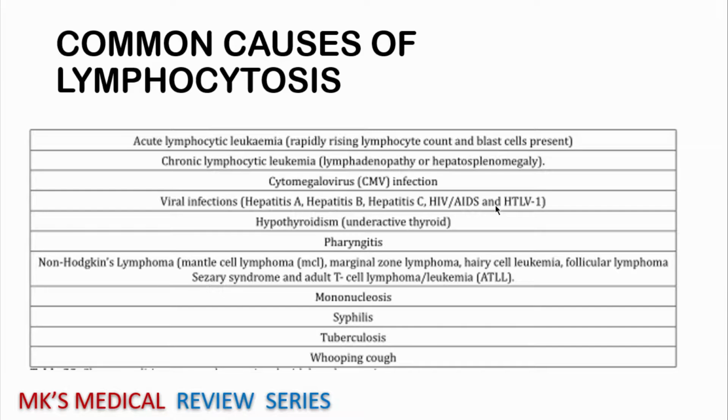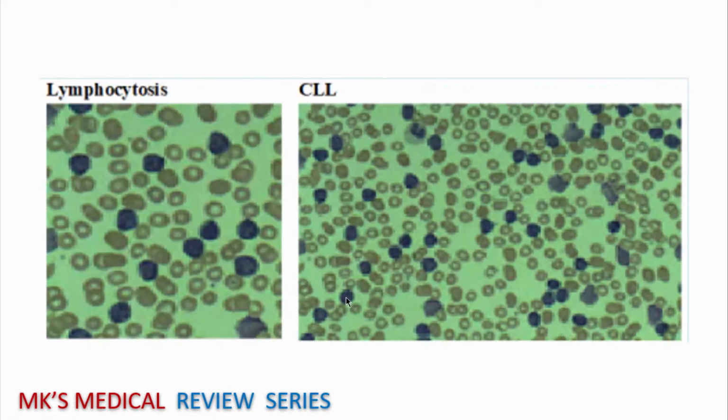You may have chronic lymphocytic leukemias, which may have lymphadenopathy and hepatosplenomegaly as other clinical features. You may have cytomegalovirus infections, some other viral infections such as hepatitis A, B, C, HIV and AIDS, as well as human T lymphotrophic virus 1, hypothyroidism, and pharyngitis. You may also have non-Hodgkin lymphoma. You may also have mononucleosis, syphilis, tuberculosis, and whooping cough, just to mention a few.